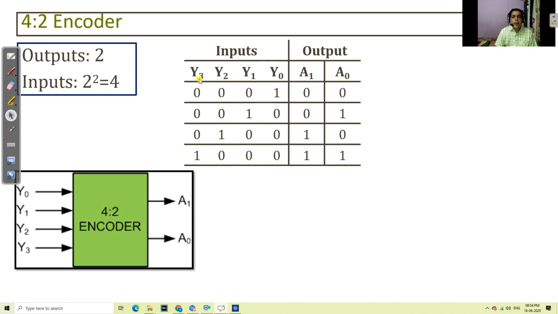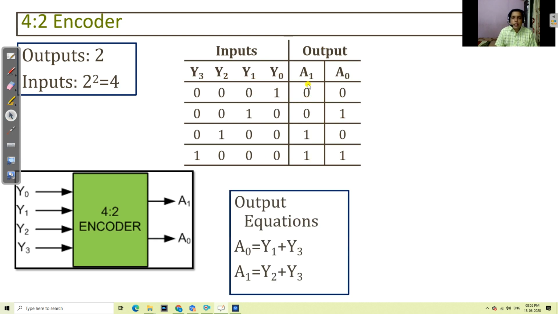So let's understand the truth table. Y3 y2 y1 y0, and the corresponding output will be a1 and a0. When y0 is actively high, it will produce 0 0. When y1 is actively high, it will produce 0 1. When y2 is actively high, it will produce 1 0. When y3 is actively high, it will produce 1 1. So see that it converts the input bit which is high into the corresponding binary code. For 0 the binary code is 0 0, for 1 it is 0 1, for 2 it is 1 0, for 3 it is 1 1. Whichever is high, that will be represented in terms of binary code.